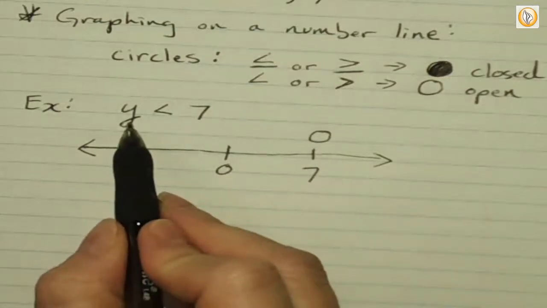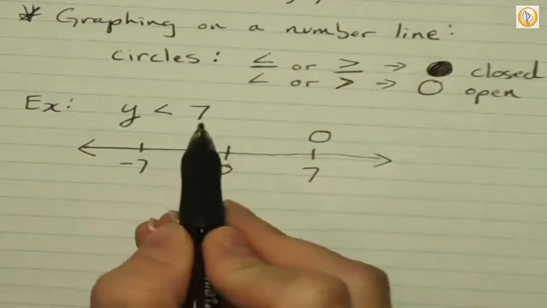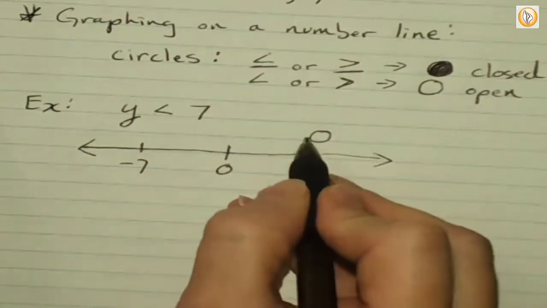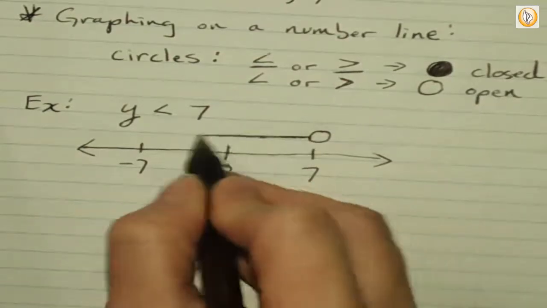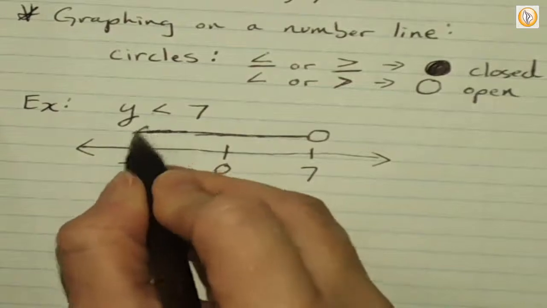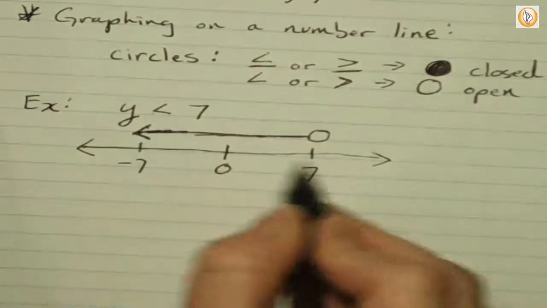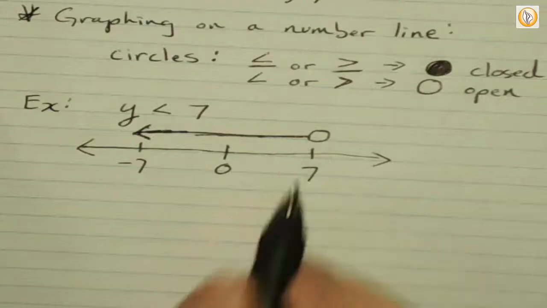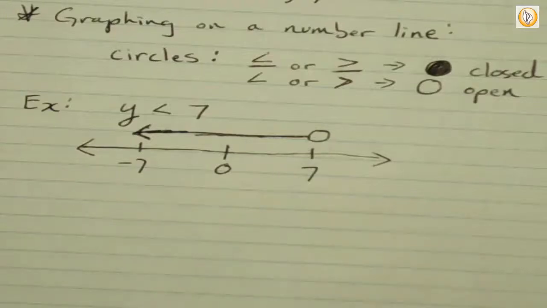Now, it says y can be any number less than 7. So which way do I shade? Valeria is showing me, yes, it shades this way. Now, in your book, and other teachers will have you put it right over the number line. I put it on top like this just so that you can see it better. It's up to you. It's not a rule or anything. You can do it either way.